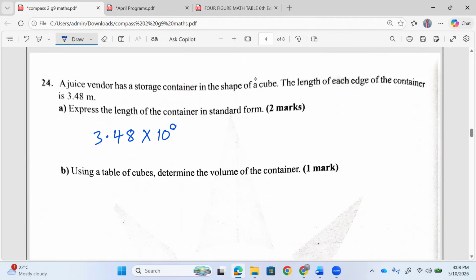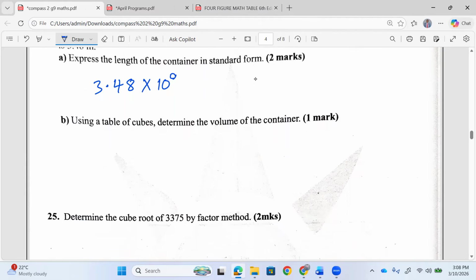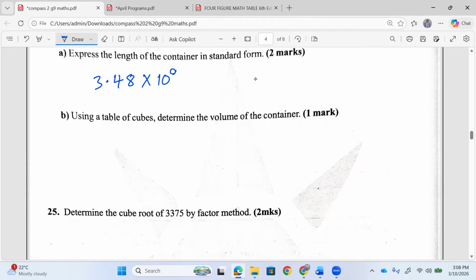Since we've not moved to the right or to the left, so that we have only one significant figure starting, then it means we multiply by 10 power 0. In case we had moved to the left, we would have multiplied by a positive integer. In case we had moved to the right to meet the first significant figure, then we would have multiplied by a negative integer.